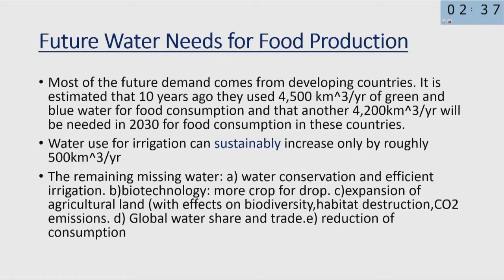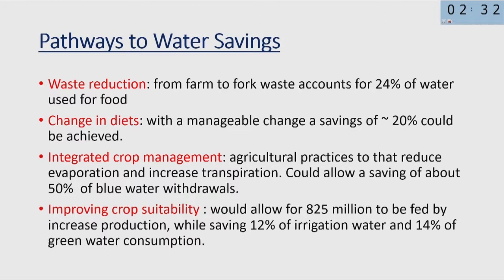Pathways to water saving, then. Waste reduction. This was mentioned before. It is estimated that from farm to fork, waste accounts for 24% of the water used for food. That's a big percentage. Change in diets: with a manageable change, a savings of around 20% could be achieved. Integrated crop management could allow a saving of over 50% of blue water withdrawals. Improving crop suitability will give another 12%. And trade: current patterns of trade are saving about 10% of the water used for agriculture. But these values are increasing very fast.